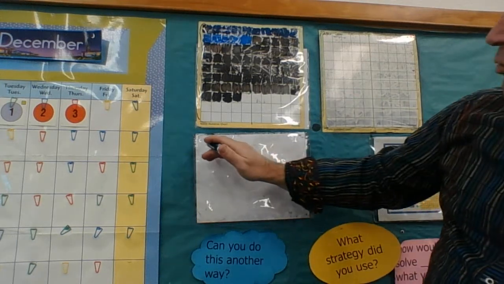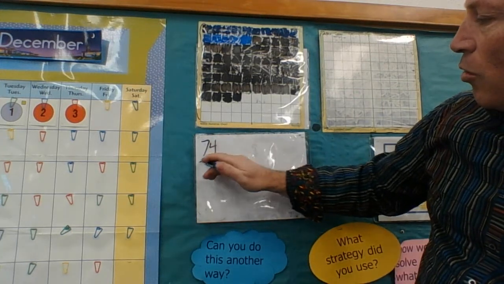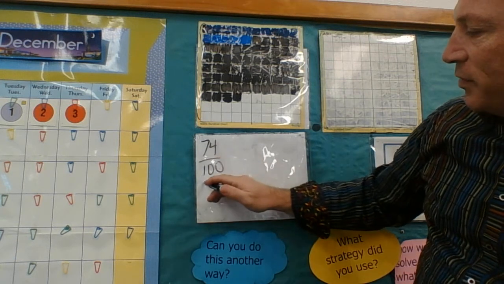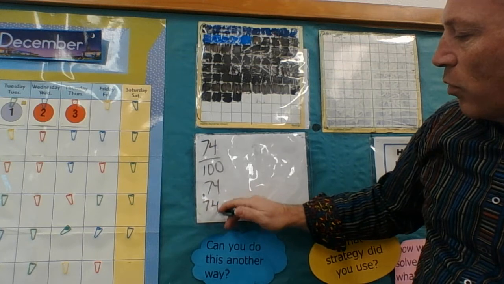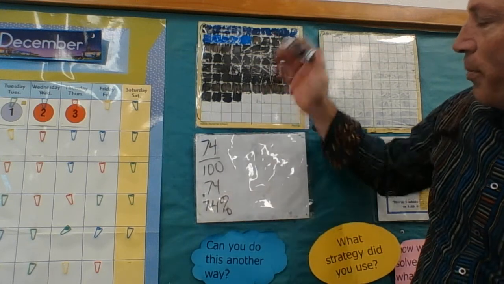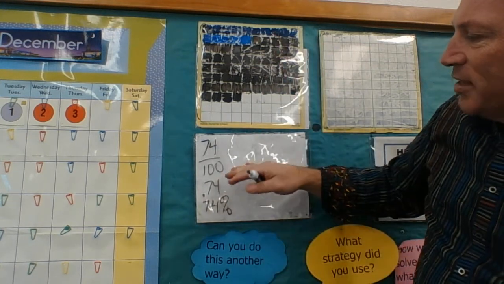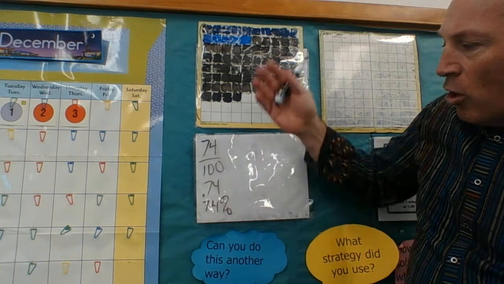And for our application, we have 74 over 100. We have 74 hundredths. And we have 74%, all meaning the same thing. Now, the way we simplify them is we can all do it different ways.